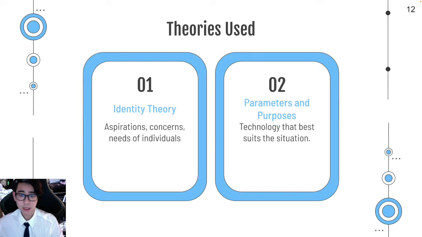Now, during my cooperative education, I had 2 theories that I used, which was the identity theory, which focuses on the aspirations and concerns and the needs of individuals. We pretend to be the individual and we understand the market, the consumer trends, and the activities of consumers. And my second theory is the parameters and purposes, which is a theory based on technology that best suits the situation, and we understand the limitations and the ability of each technology picked and used in the research.